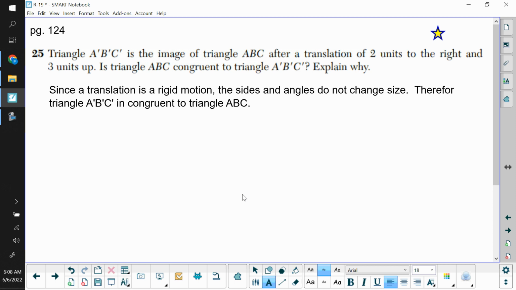So basically, because the angles and sides don't change sizes, we could have it by side, side, side, side, angle, side, any of them, because none of the sides or angles will have changed. Our only one that is not a rigid motion is the dilation. That creates a similar figure as opposed to a congruent figure.